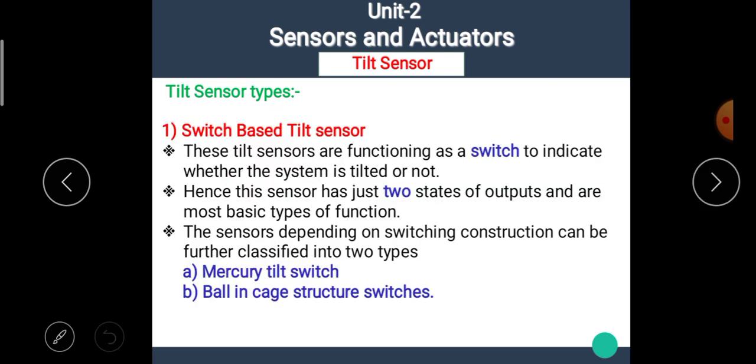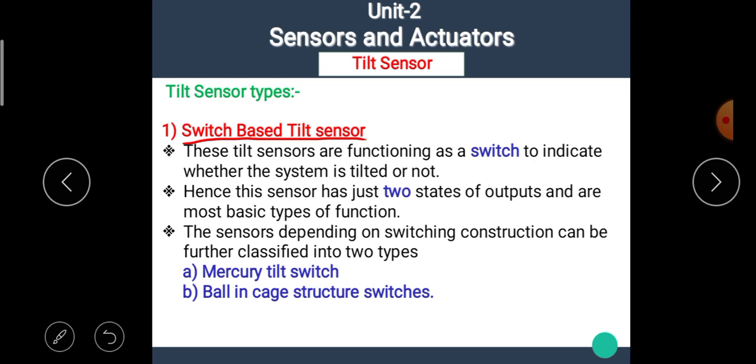The first one is the switch based tilt sensor. These tilt sensors function as a switch to indicate whether the system is tilted or not. Hence, these sensors have just two output states and are the most basic type. Depending on switching construction, they can be further classified into two types: Mercury tilt switch and ball in cage structure switches. Let's see once again the switch based tilt sensor.